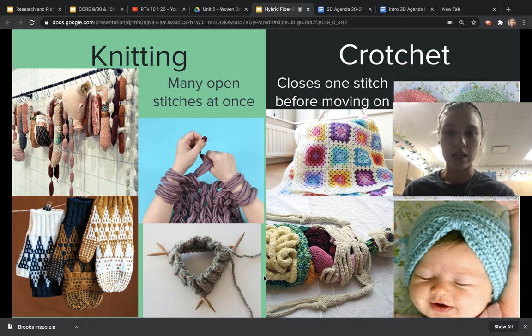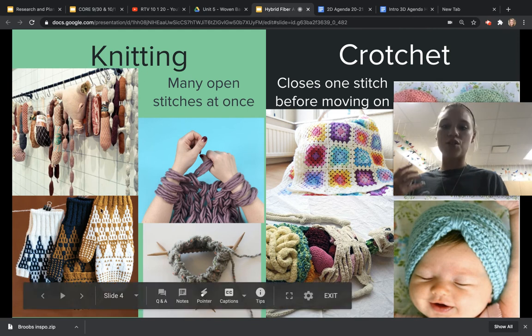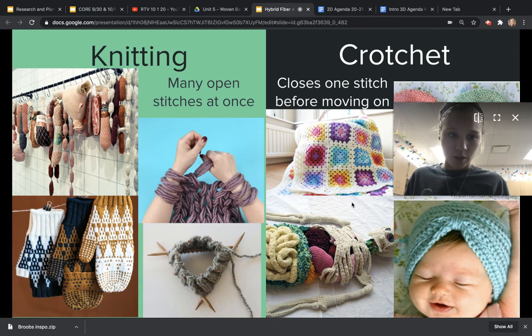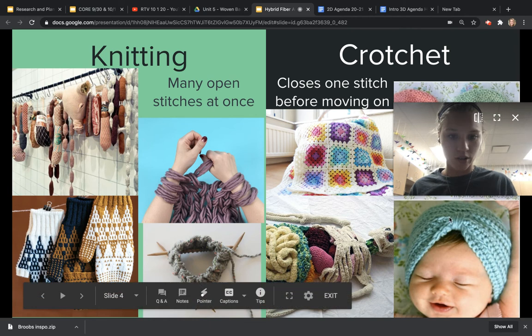The knitting is going to actually be where you're doing many open stitches at once, meaning you can incorporate lots of different colors into one design without having to close one individual stitch. So you usually end up with a more colorful outcome if you're knitting. Whereas crocheting, you have to close one stitch before you move on to the other one. So usually with crocheting, if you have one part of something, it's going to all be one color. So this hat is all one color. Each part of the skeleton is all one color. Each of these squares are all one color. So that's the difference between crocheting and knitting.